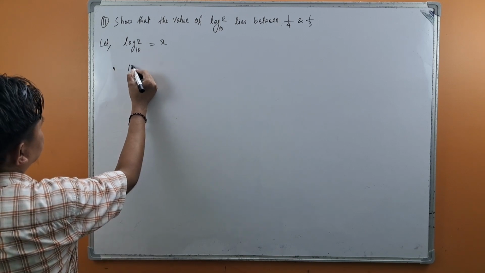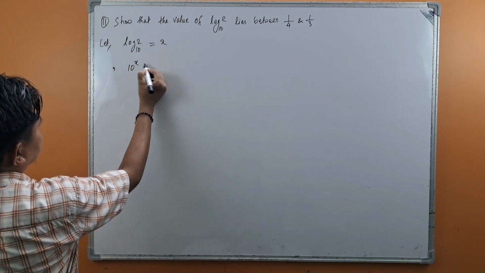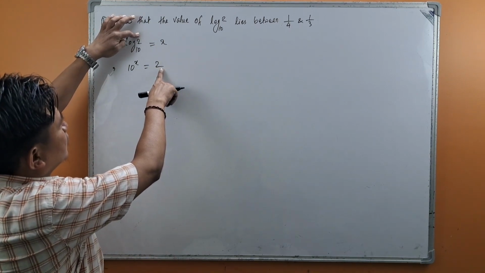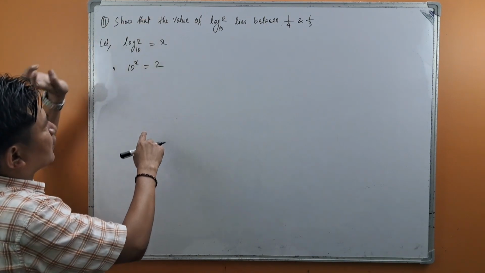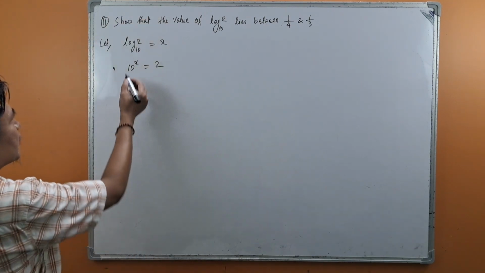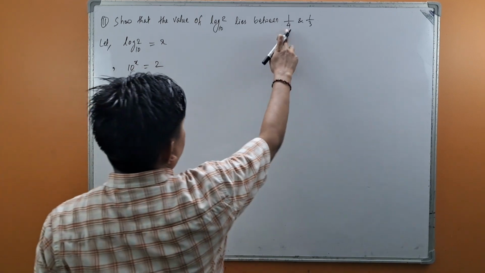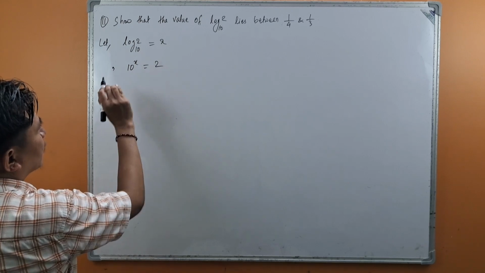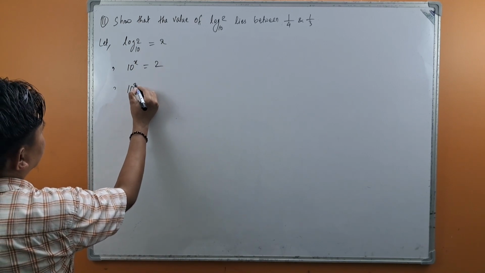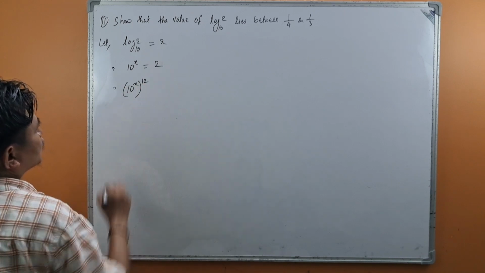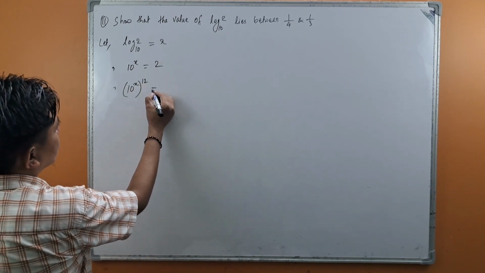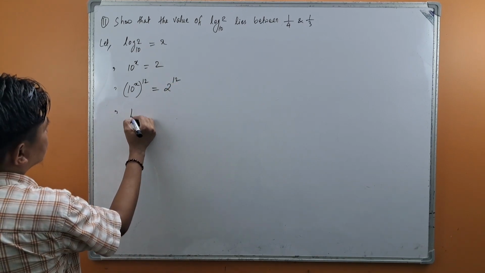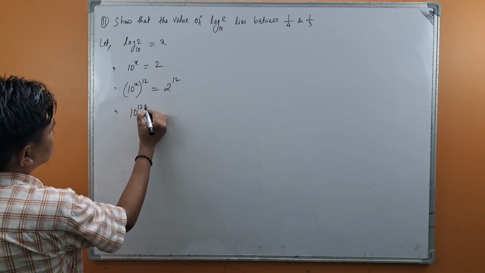This 10 we write here as the base, this x comes here as the power, and this 2 goes here. So 2 equals 10 to the power x. Now 10 to the power x equals 2, isn't it? And the LCM of 4 and 3 is 12, so we raise both sides to the power 12. 10 to the power x into 12 is 10 to the power 12x, equal to 2 to the power 12.